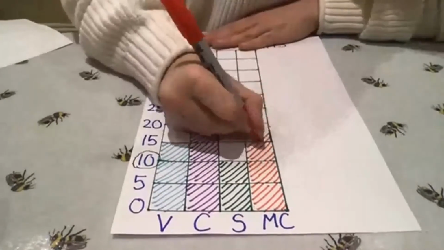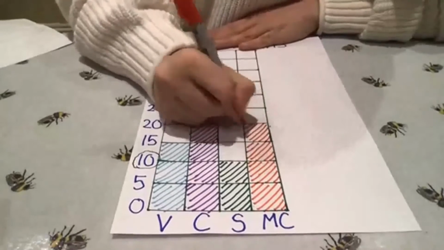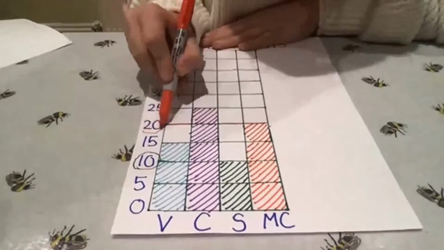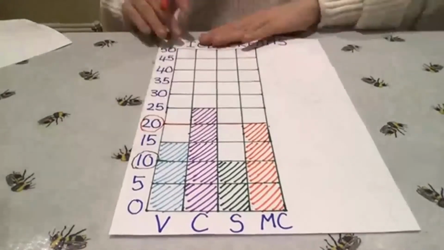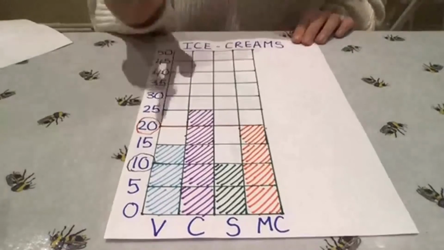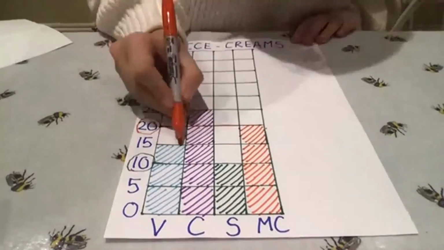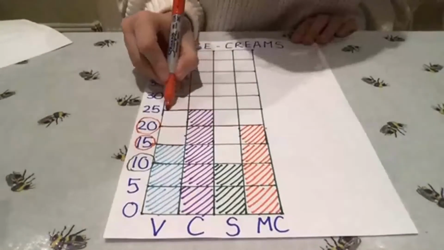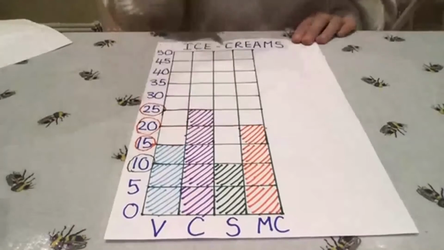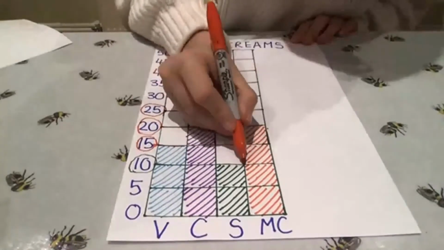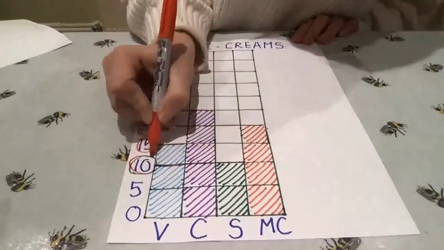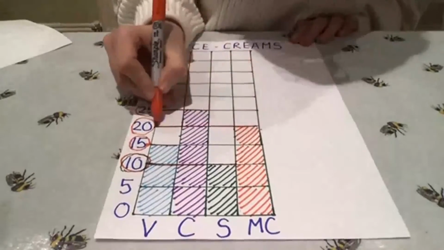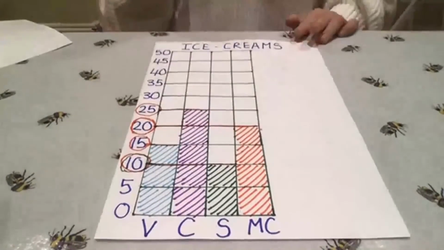And the next one, what will the next one take me to? Let's have a look. Let's move my finger across. It's taken us to 20. So there we go. We have completed our block diagram because we had 15 vanilla ice creams, and we've done that on our block diagram to get to 15. We had 25 chocolate ice creams, and yes, we've got 25. We had 10 strawberry ice creams, and yes, we have got 10 strawberry ice creams, and we had 20 mint chocolate ice creams, and as we found out earlier, we have 20 mint chocolate ice creams.